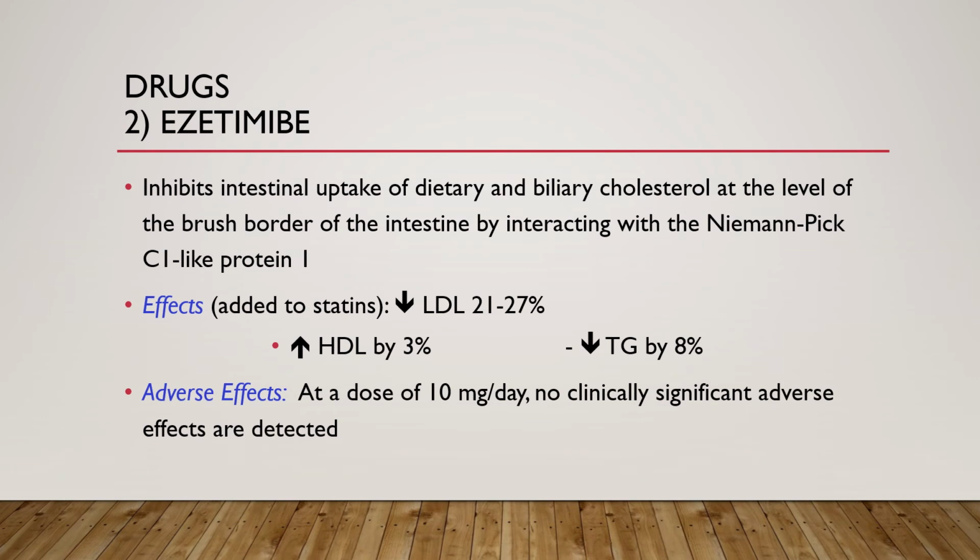The next drug used in the treatment of dyslipidemia is ezetimibe. Ezetimibe inhibits the uptake of dietary and biliary cholesterol at the brush border of the intestine by interacting with the Niemann-Pick C1-like protein 1. This inhibits the protein, thus preventing the reuptake of cholesterol. When added to a statin, it decreases LDL cholesterol by 20 to 27%, increases HDL by 3%, and decreases triglycerides by 8%. Its adverse effects are very low, with no clinically significant adverse effects. The prescribed dose is 10 milligrams per day.